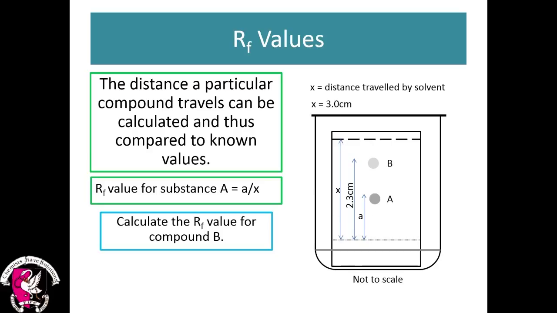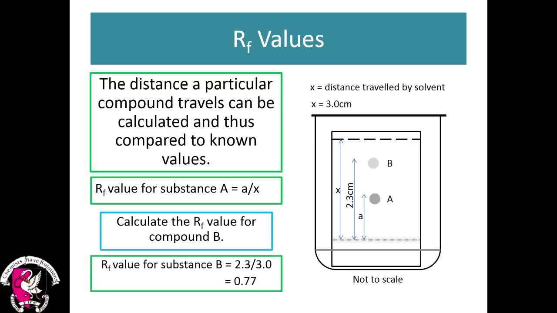So what I'd like you to do is just calculate the RF value for B. Okay, so we've got the distance that B moved, which is 2.3, and we've got the distance that the solvent moved, which was 3. So using this formula here, or the similar version of this formula but for B, see if you can calculate that. So nice and simple. All it is 2.3, the distance that B moved, divided by 3, the distance the solvent moved, and that gives us 0.77.